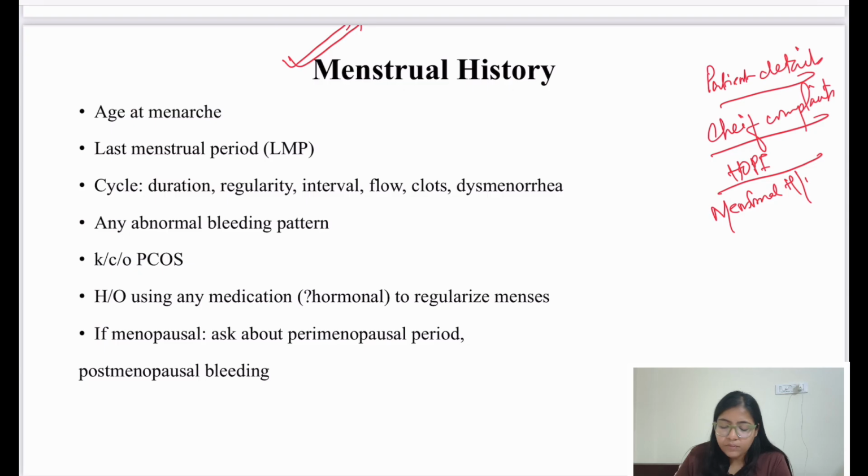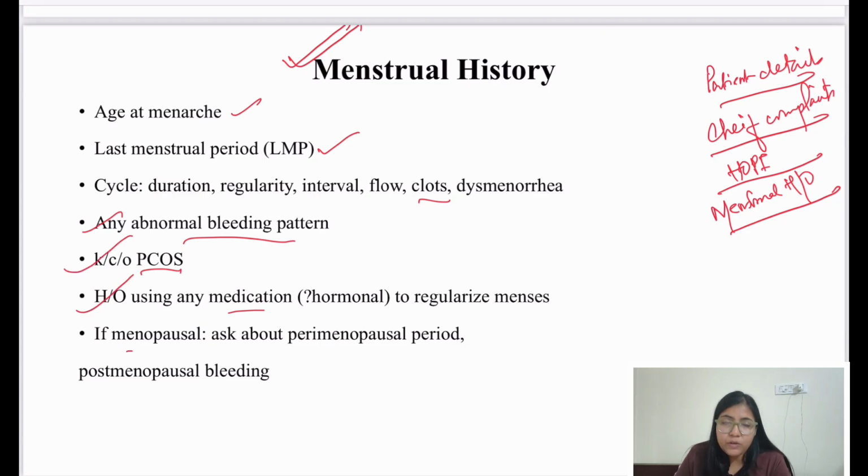Okay. So in menstrual history you start with age at menarche, when was her last menstrual period, about her cycle, about the flow, duration, interval, presence of any clots or dysmenorrhea. You ask if there had been any abnormal bleeding pattern, if she is a known case of PCOS, if she has been using any hormonal medication, like if the patient had been a case of PCOS, as you may see in a patient of infertility. So she may have been taking contraceptive pills like OCPs to regularize her menstruation earlier in the past. So ask her about that.